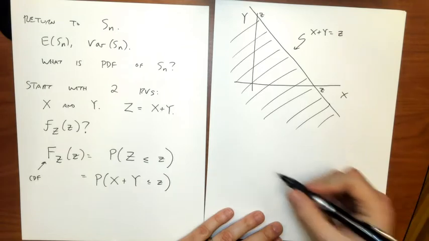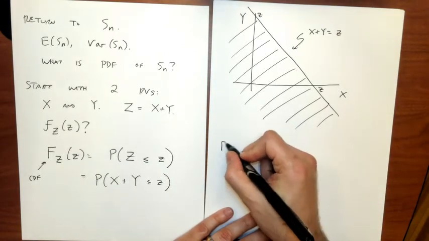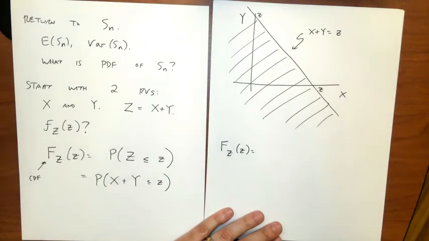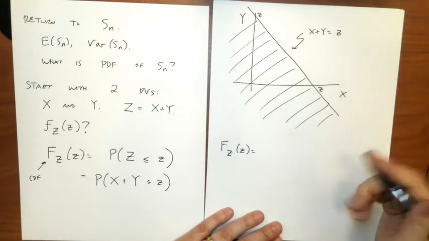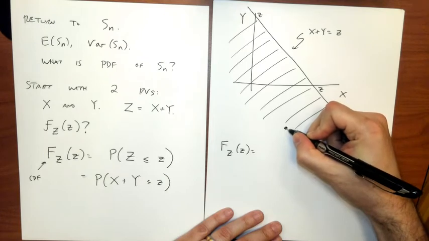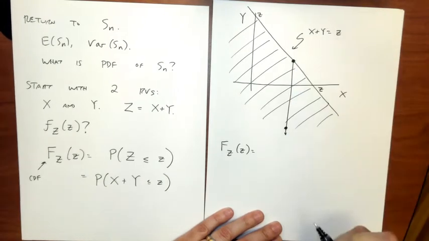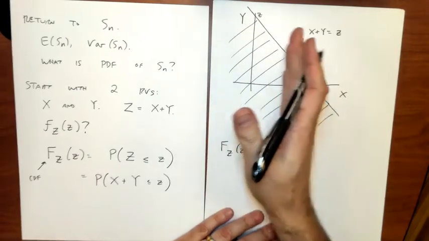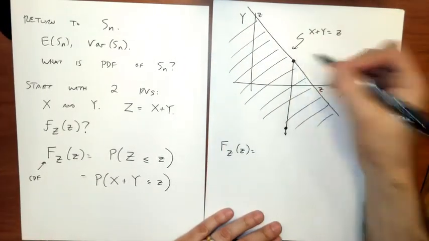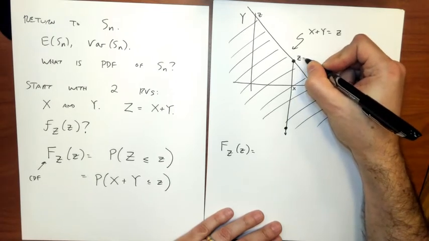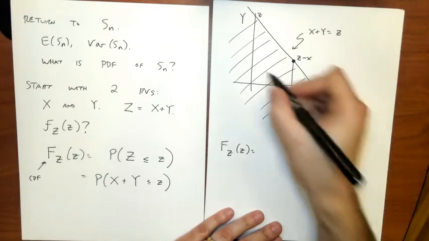So my CDF, well, what's the best way to do this? X goes from 0 to infinity, and then y is going to go from minus infinity up to x, right? Or it's actually up to z minus x, right? So if this value is x, then this number here has to be z minus x, right?